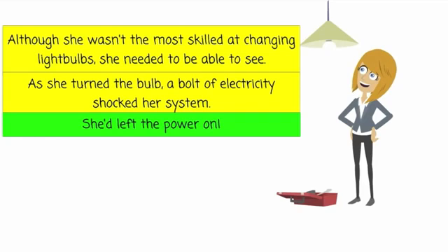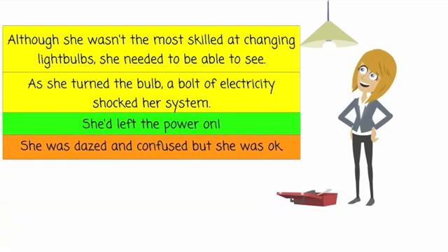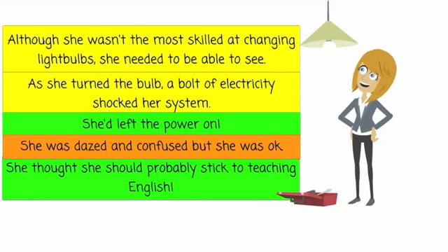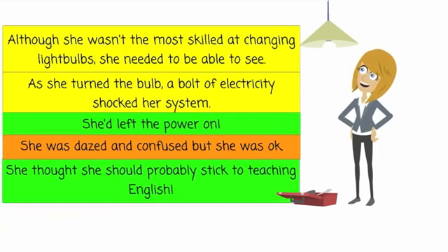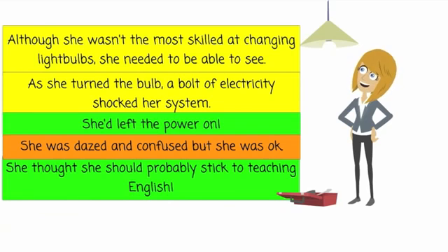Then, pow, an impact sentence. She'd left the power on. That's a nice simple sentence with a big hard-hitting impact. Okay, so simple sentences can be really effective too. Followed by a compound sentence. She was dazed and confused, but she was okay. Two separate bits of information joined with but, a conjunction. And then I've ended with a nice simple sentence, one piece of information ending with an exclamation mark. It can be exclamation mark, question mark, or full stop that ends a simple sentence.